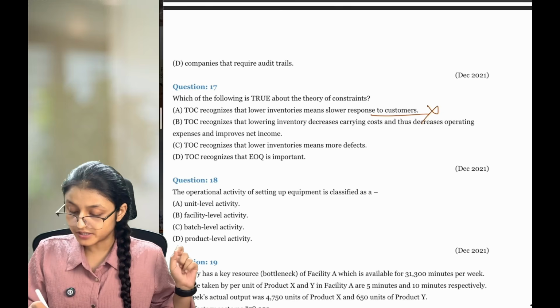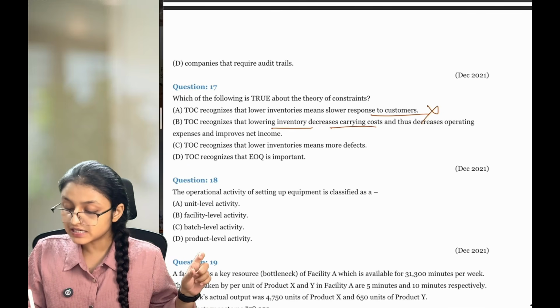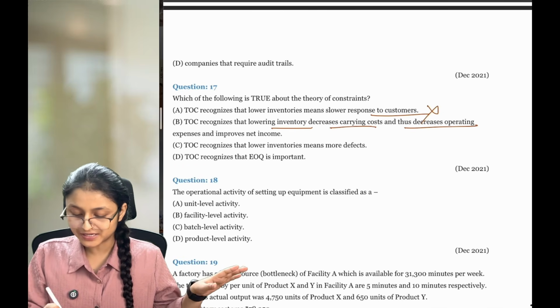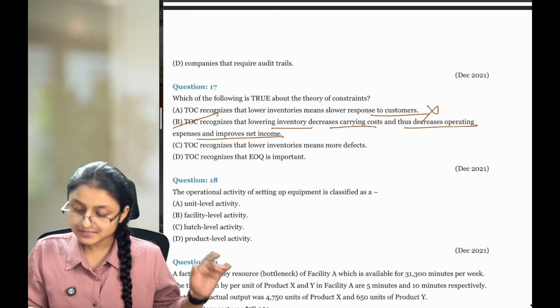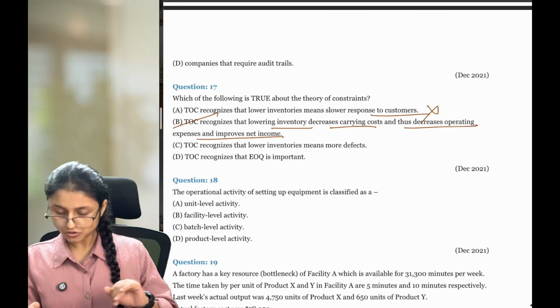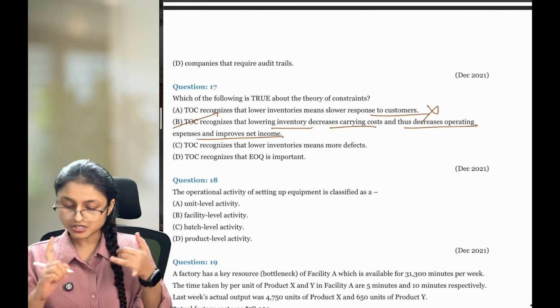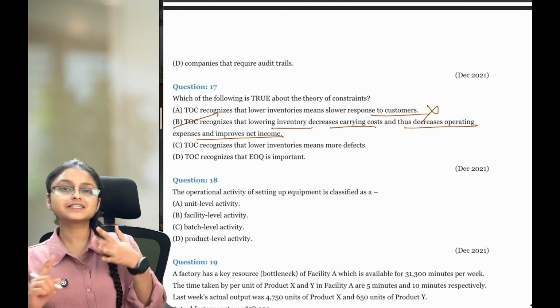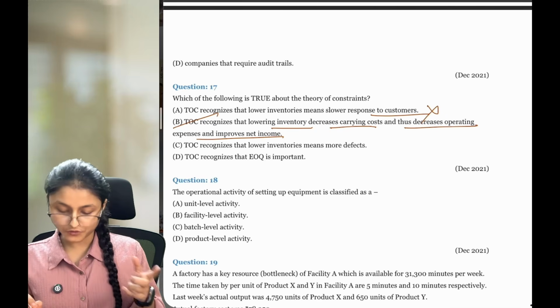Theory of constraints recognizes that lowering inventory decreases carrying cost and thus decreases operating expenses and improves the net income. That is the correct option. Why? Because if you lower the inventory, you will definitely lower the carrying cost. You will also reduce your operating expenses and that itself helps you to improve your net income.